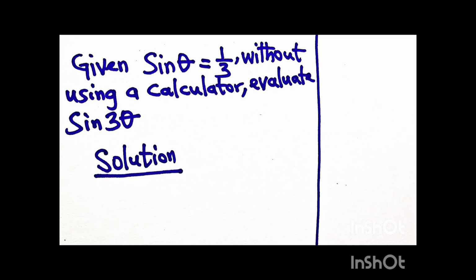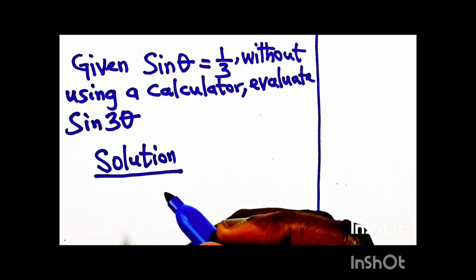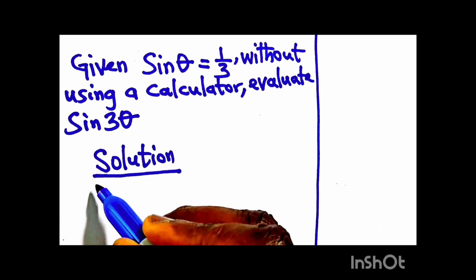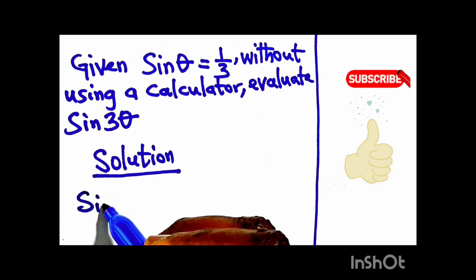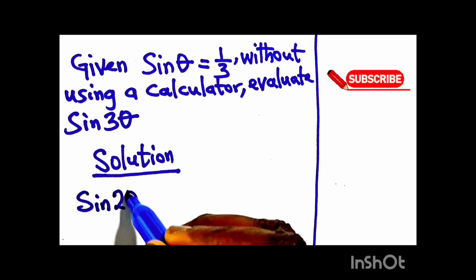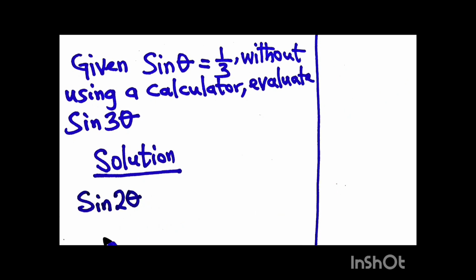For us to expand the sine 3 theta, we have to look into the double angle formula, and also we have to borrow from Pythagoras theorem. We're going to look at these 2 or 3 formulas together and see how we can put them together and solve this question. The first thing is to expand sine 2 theta, because we are going to need it.